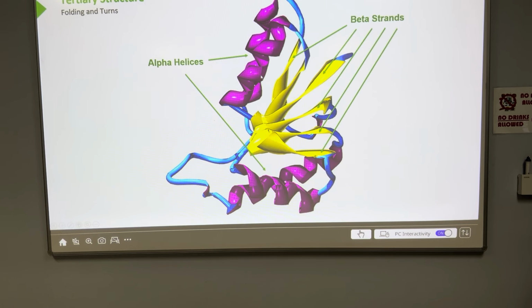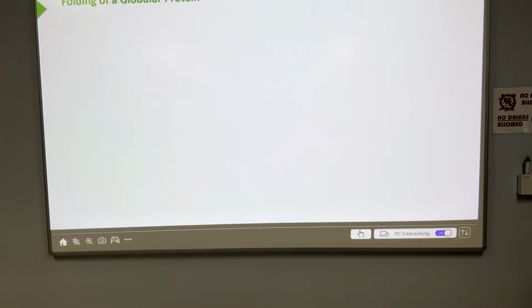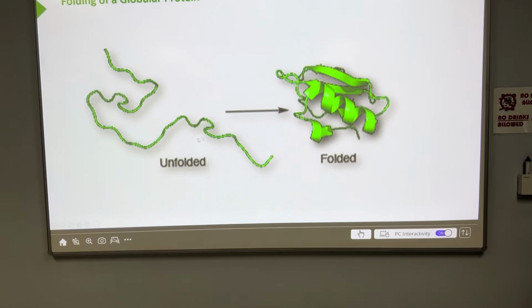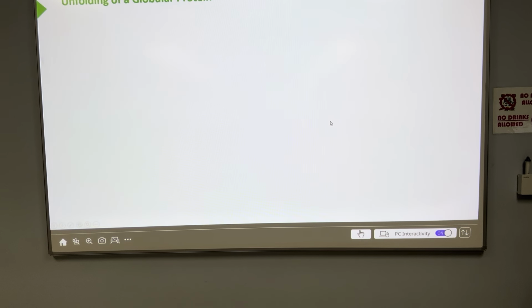Those are the alpha helices. Those are the beta sheets. They combine together to give you the tertiary structure. So now we fold this globular protein. If it's unfolded, it's like a straight, long primary structure. When the hydrogen bonds start to come into effect, then it's going to fold into a secondary, tertiary structure.